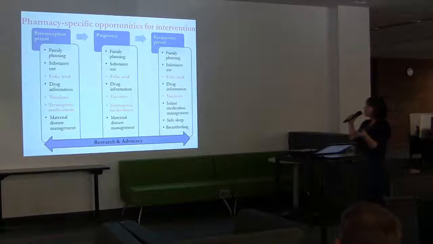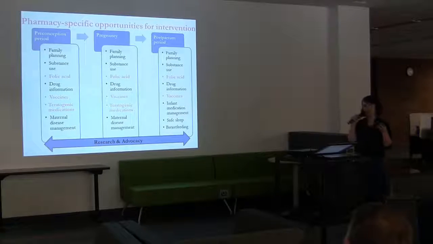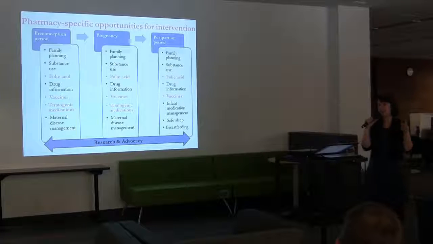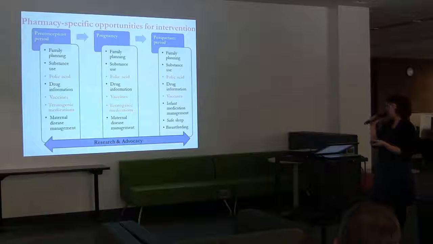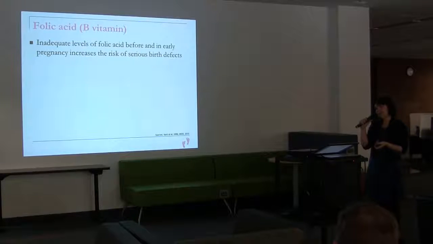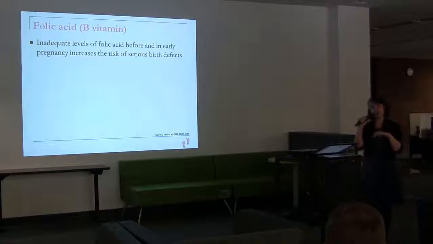So there's many different ways that we can have an impact, but there's 3 in particular that I want to briefly touch on, and these are folic acid, vaccines, and medications that could cause fetal harm. So first of all, folic acid. Folic acid is a B vitamin, and the reason folic acid is so important is that it can prevent a very serious birth defect known as a neural tube defect.